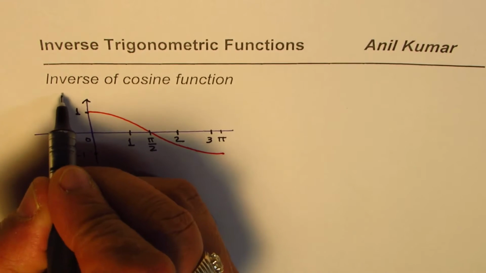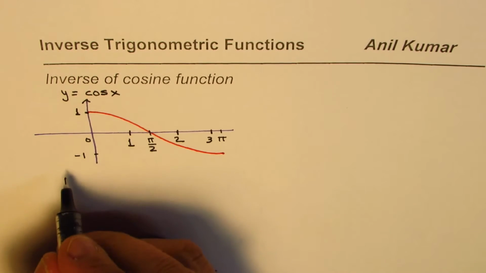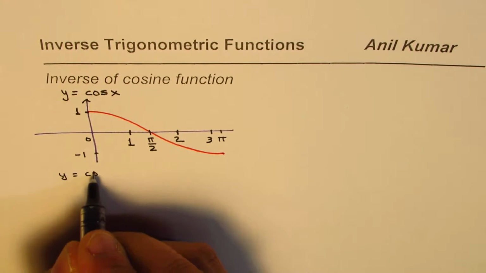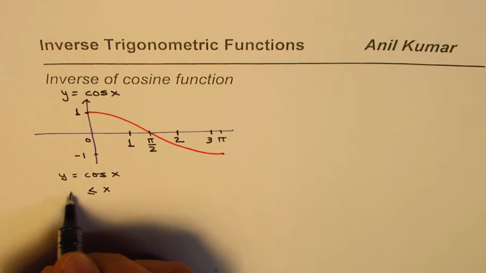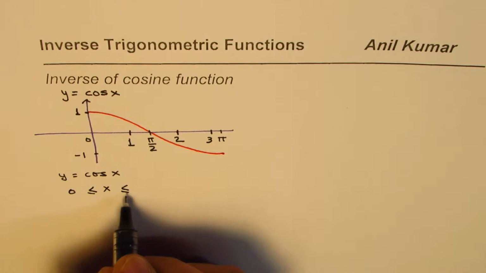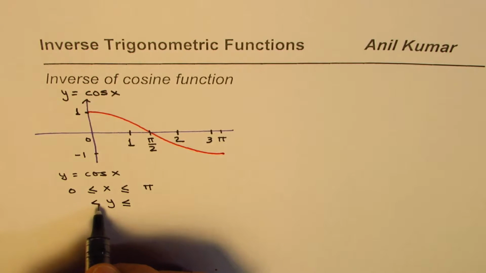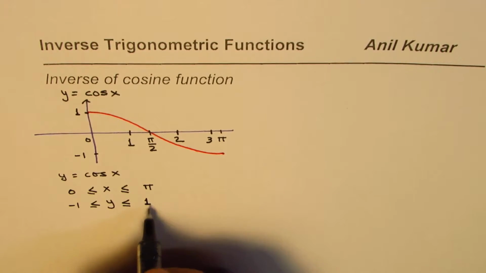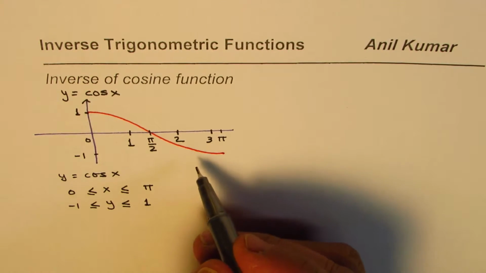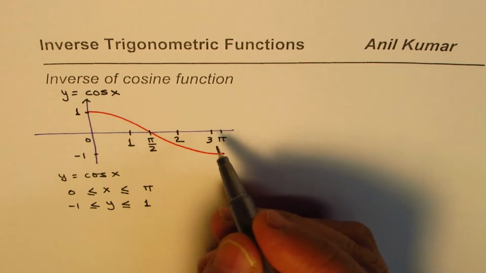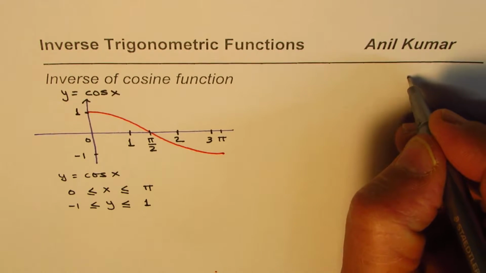So if you have y equals cos x, here y equals cos x is the function. The domain x is restricted from 0 to pi. And the range y is from minus 1 to plus 1. Now if I have to sketch the inverse of this function, then the y values and x will swap, right? So what we have here is kind of like this.